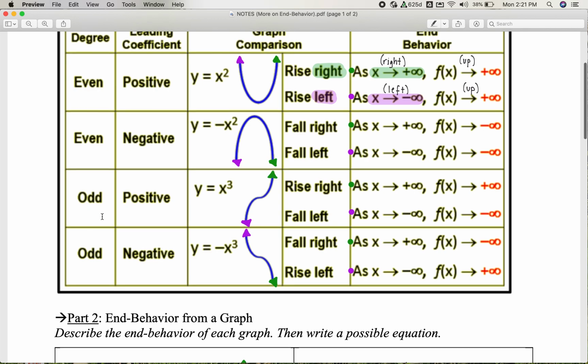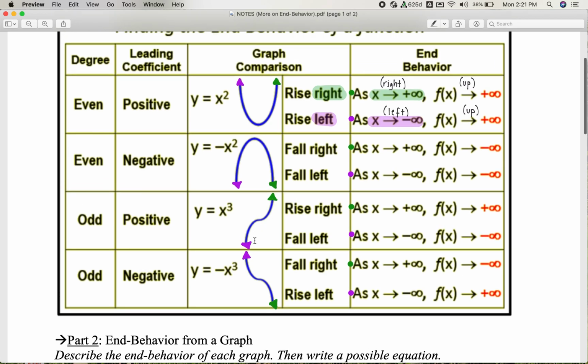These next two right here are really exactly the same thing, but now we're talking about odd degree graphs. So here is one that is a positive leading coefficient, so it kind of looks like a line with an increasing slope. So we are seeing that it rises on the right and falls on the left. In other words, as x approaches infinity, as I move to the right, the function is heading up, and as I move to the left, the function is heading down.